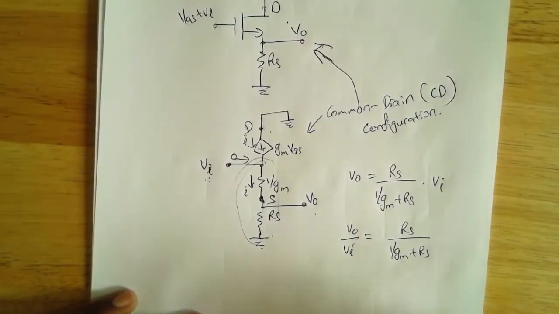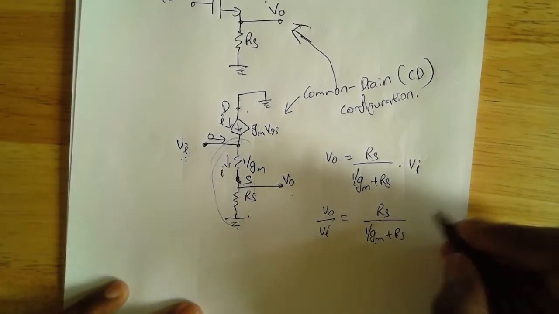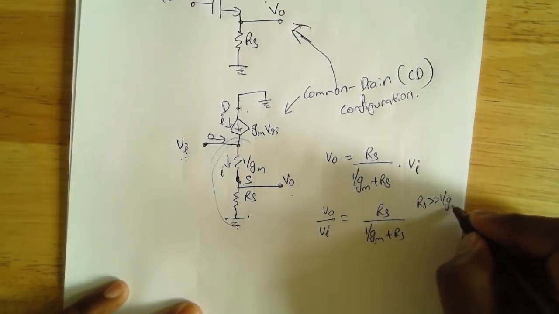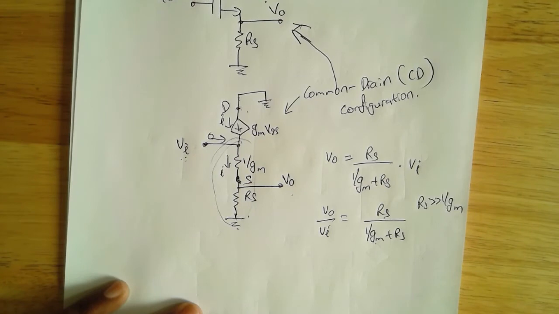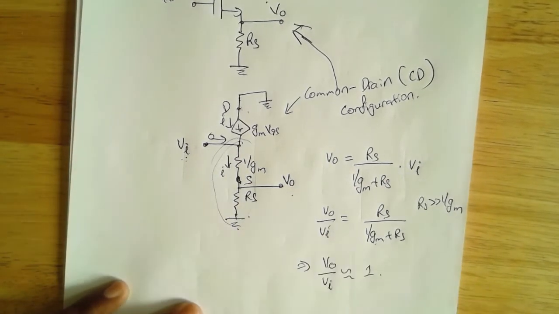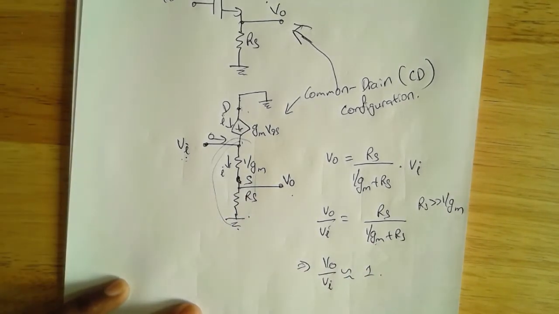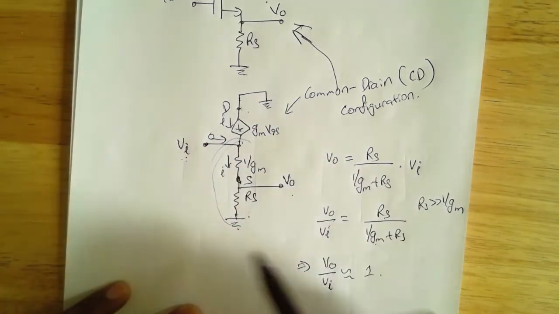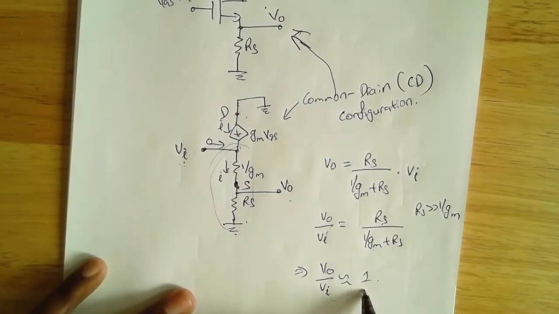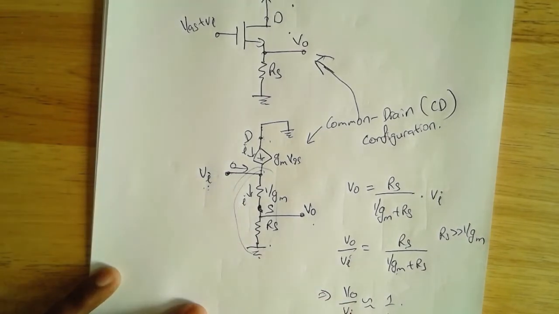Now look at what happens here. Let's say my RS is very big, much bigger than 1 over GM, which is usually the case. This implies VO over VI is approximately equal to 1, so my output is equal to the input. So why would I want to do that? I want to do that because this acts like a buffer. My output is always almost equal to the input, and my input impedance is infinite.